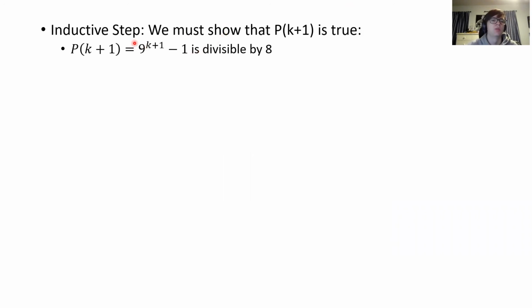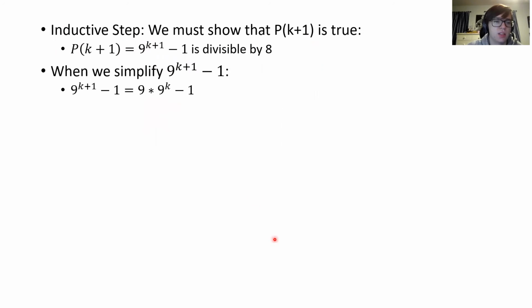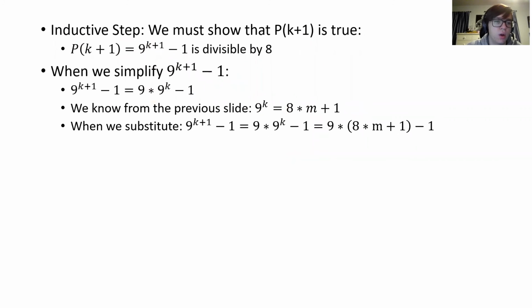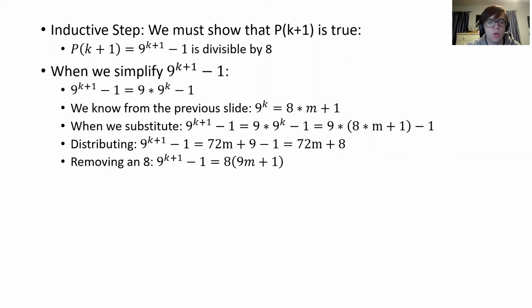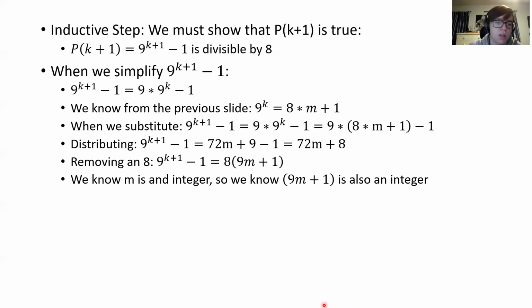Next slide, inductive step. Now we must show that P of k plus 1 is true. So P of k plus 1 is 9 to the k plus 1 minus 1. This is divisible by 8. When we simplify this, we get 9 times 9 to the k minus 1. We can substitute 9 to the k, where we get 9 times 8m plus 1 minus 1. Simplify it down, we get all the way down to 72m plus 8 like we did before. We can pull out an 8, and we get 9 to the k plus 1 minus 1 is equal to 8 times 9m plus 1.